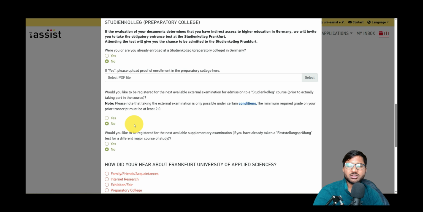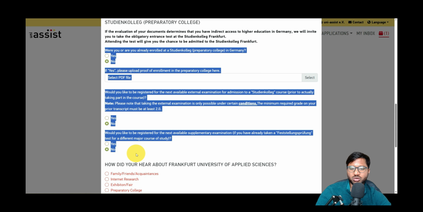But in some cases, if you have done 17 years in your country, then they will contact you and tell you that you have to take an examination or 1 year of student college in order to complete schooling. Okay, then you can apply. But as I told you, please select everything as no, you don't need to worry.